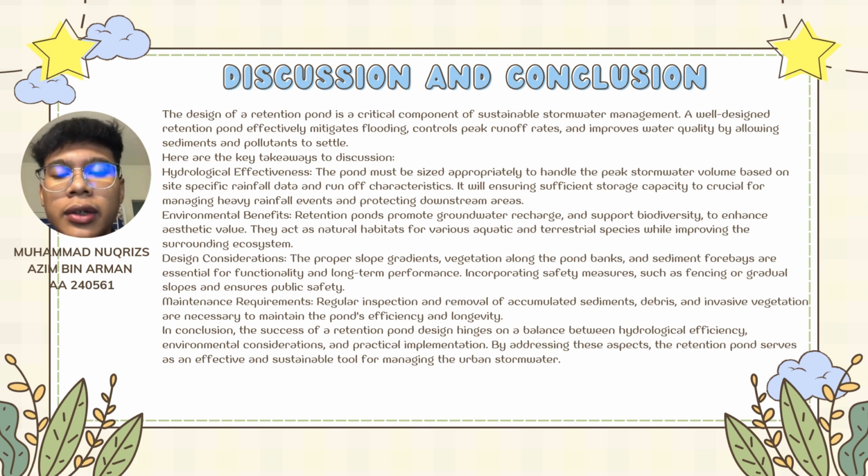Firstly, hydrological effectiveness. The pond must be sized appropriately to handle the peak stormwater volume based on site-specific rainfall data and runoff characteristics. This ensures sufficient storage capacity, which is crucial for managing heavy rainfall events and protecting downstream areas.